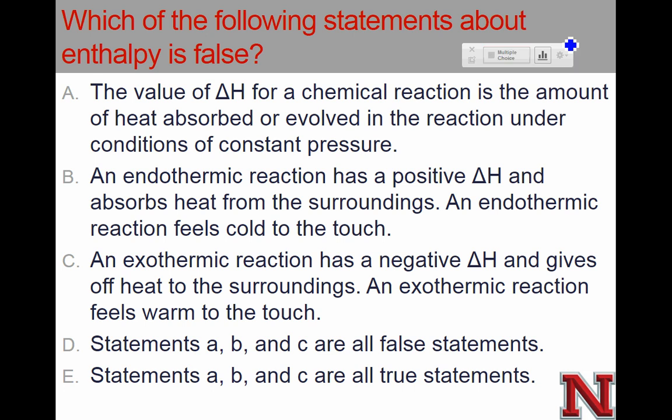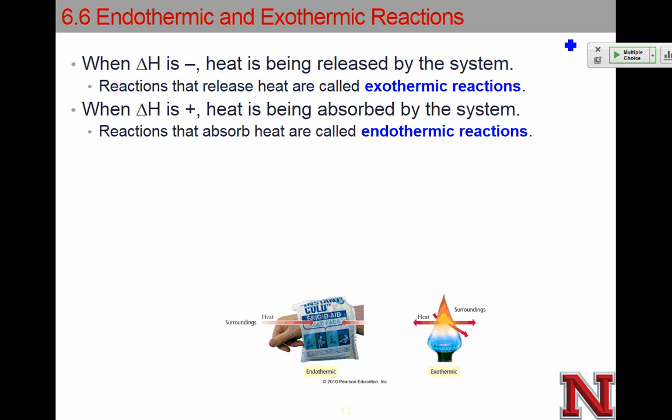So let's talk a bit about our enthalpy and some terms that we use in chemistry. So you may have heard endothermic and exothermic. And what we're discussing when we're talking about endothermic and exothermic reactions is a way to describe the change in delta H between our reactants and our products.